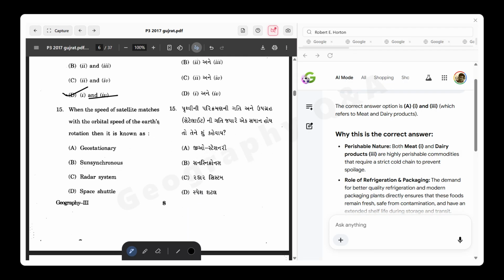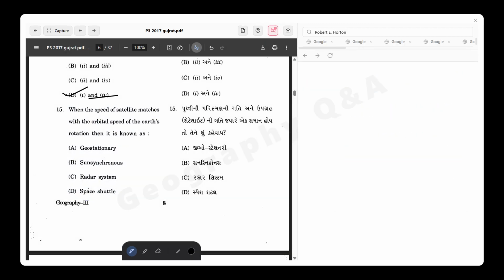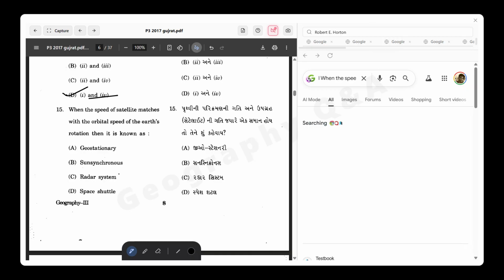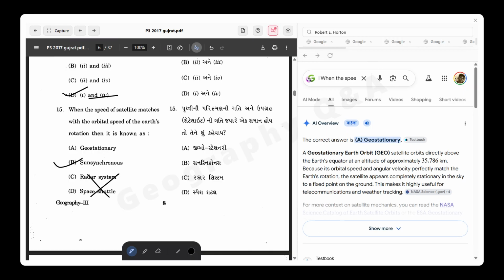When the speed of the satellite matches the orbital speed of the earth's rotation, this is called geostationary, sun-synchronous, or radar system space altitude. So this cannot be sun-synchronous, so geostationary is the correct answer.